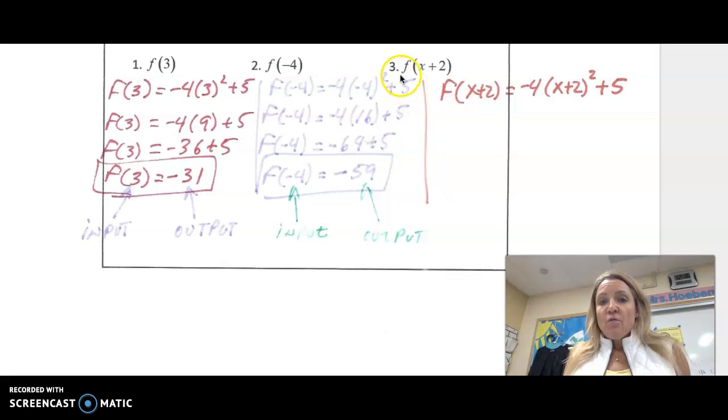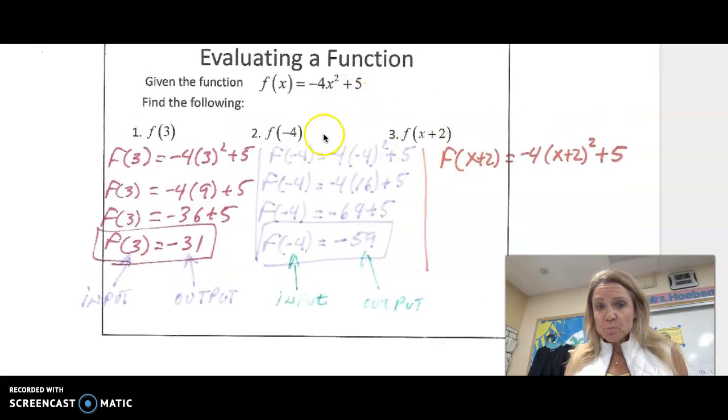For example, number 3, we're going to plug in x plus 2. Notice that there's a variable in this now. So we're going to plug in the x plus 2 where the x was. And now we're done, because we've just plugged it in and we can't simplify it like these. We can't just use order of operations and simplify it.